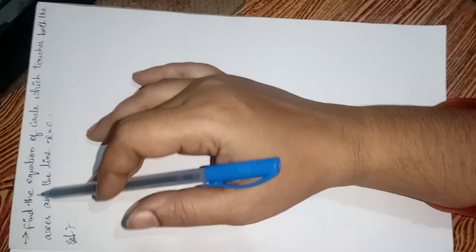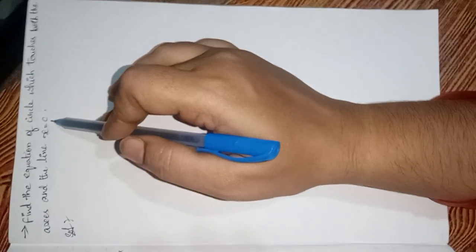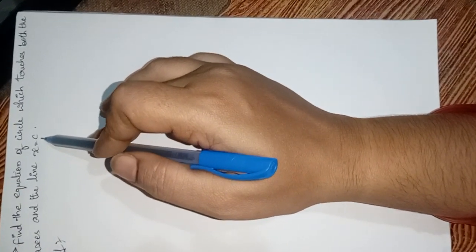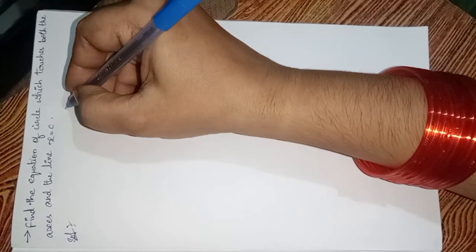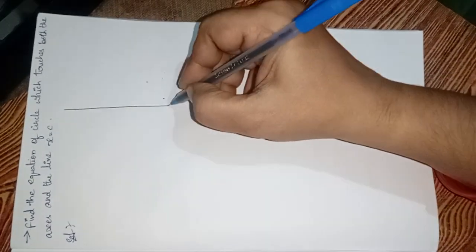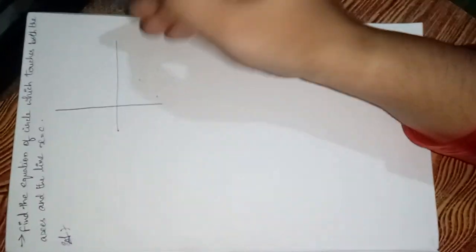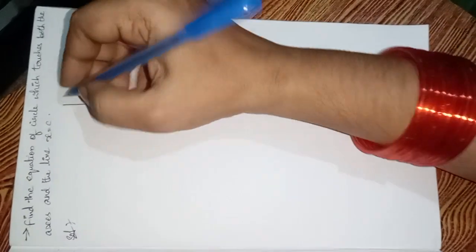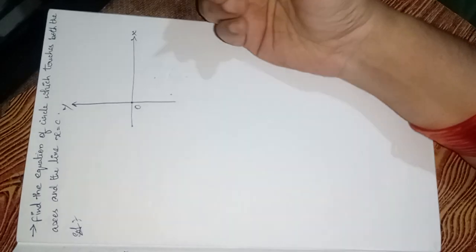Okay, the question is: find the equation of a circle which touches both the axes and the line x equals c. So, from this question, let us draw the figure first, the diagram first. Take the axes. This is the x axis, this is the y axis, and this is the origin O.